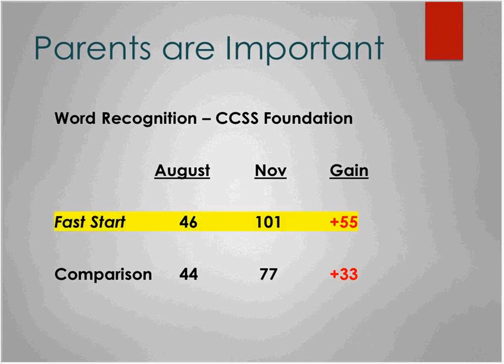Come November, 3 months later, look what happened. The Fast Start group was up to a score of 101. They doubled the gain of their classmates. And they had the same instruction in school. The only difference was the parents doing this tenet of read to, read with, listen to your child read.